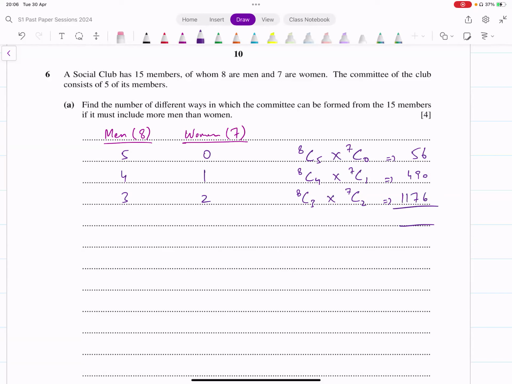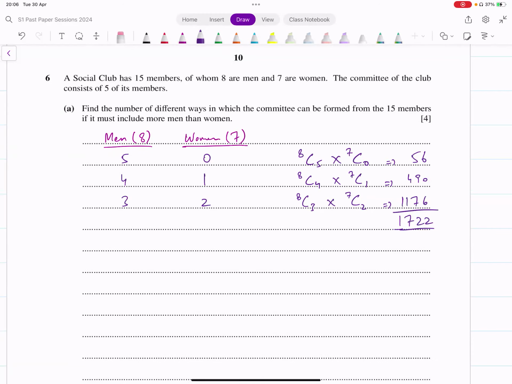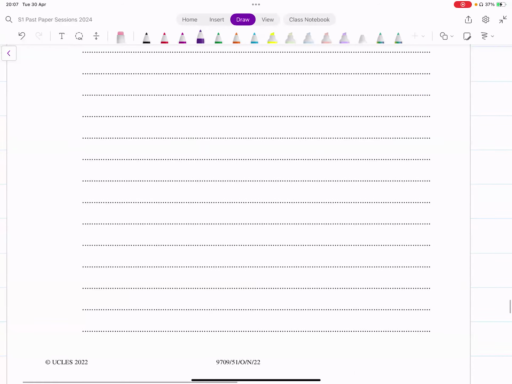That's 1722, right? 1722, that's the first part. Okay, that's all that you had to do here. Pretty standard combination question. There's no complication there as such.